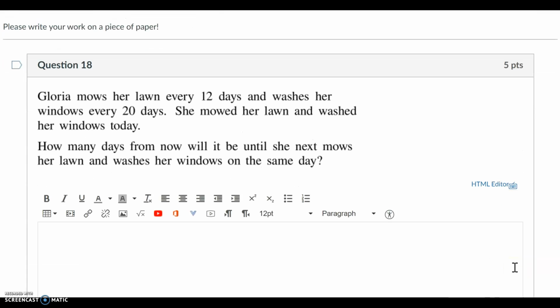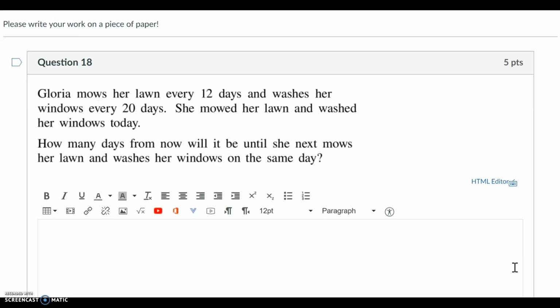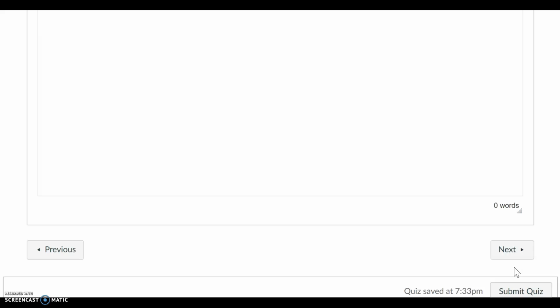Question 18. Gloria mows her lawn every 12 days and washes her windows every 20 days. She mowed her lawn and washed her windows today. How many days from now will it be until she next mows her lawn and washes her windows on the same day? Hint, it will be LCM or GCF. Use your keywords from your notebook. Type your answer here.